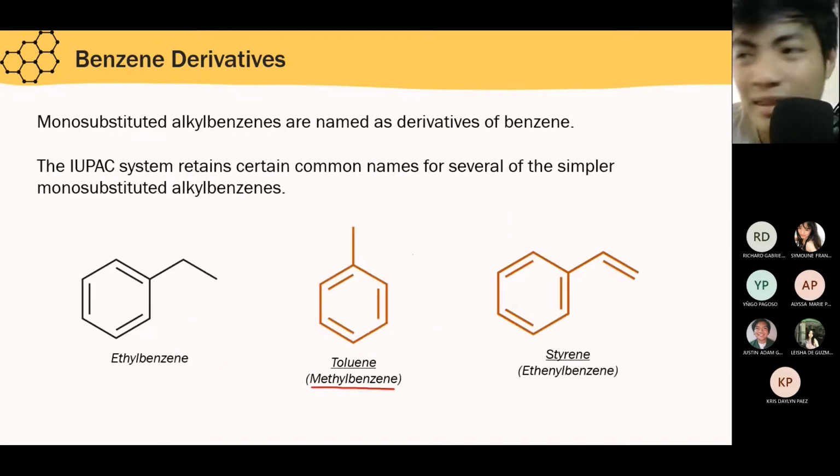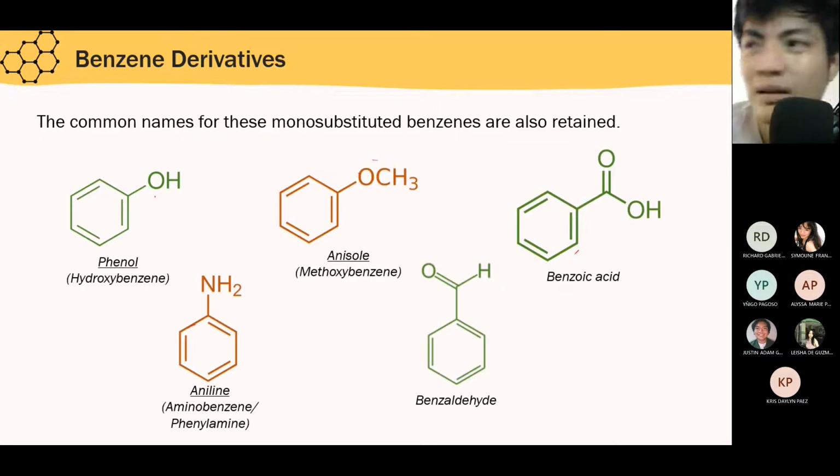So, yan lang naman sila. You have the ethyl benzene, the toluene, or the methyl benzene, styrene or ethenyl benzene, hydroxybenzene or phenol. You have the methoxybenzene or the anisole, benzoic acid, benzaldehyde, and aminobenzene or aniline.